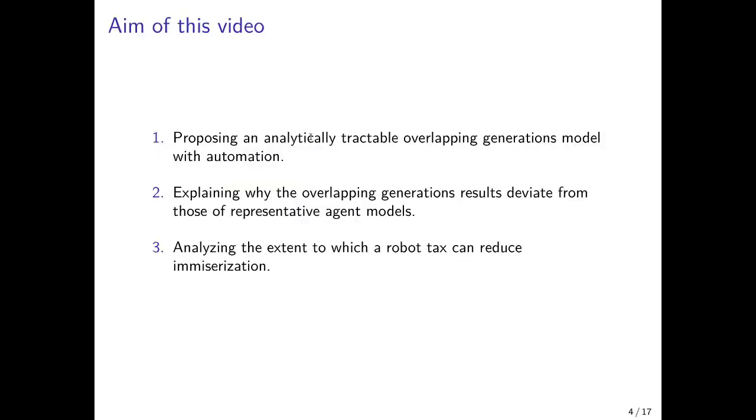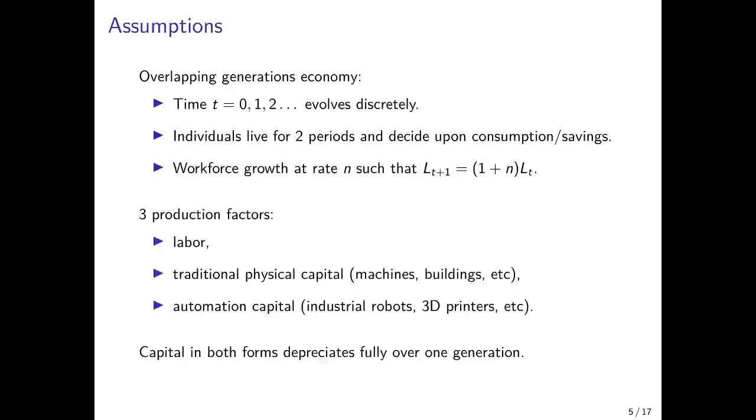So the aim of this chapter is to propose an analytically tractable overlapping generations model with automation, and use this framework to explain why this result emerges, that automation can lead to stagnation in such a framework. And as a third item, we will also analyze the extent to which a robot tax could reduce immiserization, or the extent to which a robot tax at least could increase welfare.